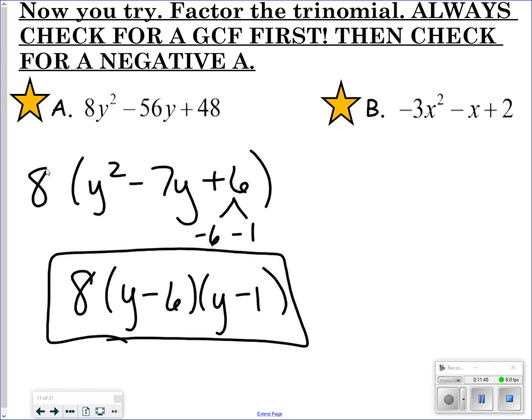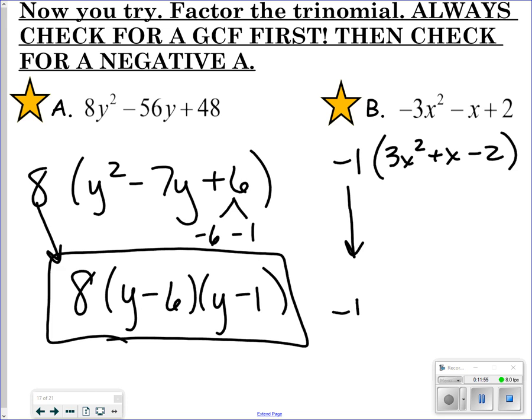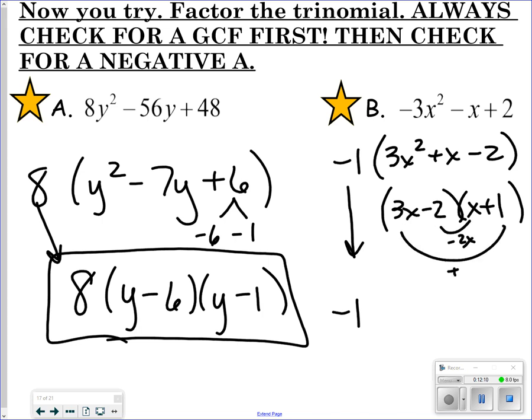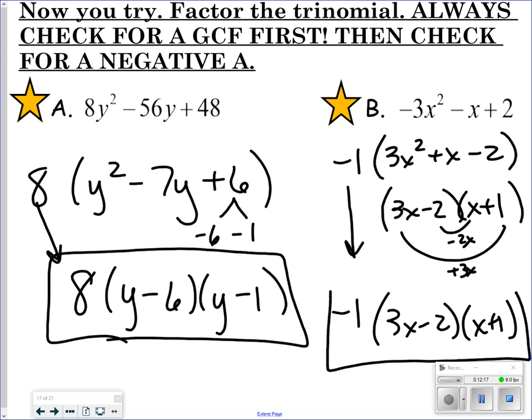Again, another you try, so you can hit pause if you want, but this one you can take out a -1. So that -1, just like the 8 here, stays in your answer. So -1. I need factors of 3, and then factors of 2. So I'm going to go with a -2 and a +1. Check the inner, check the outer, and it works. And so 3x minus 2, x plus 1, with the -1 that I took out in the beginning.